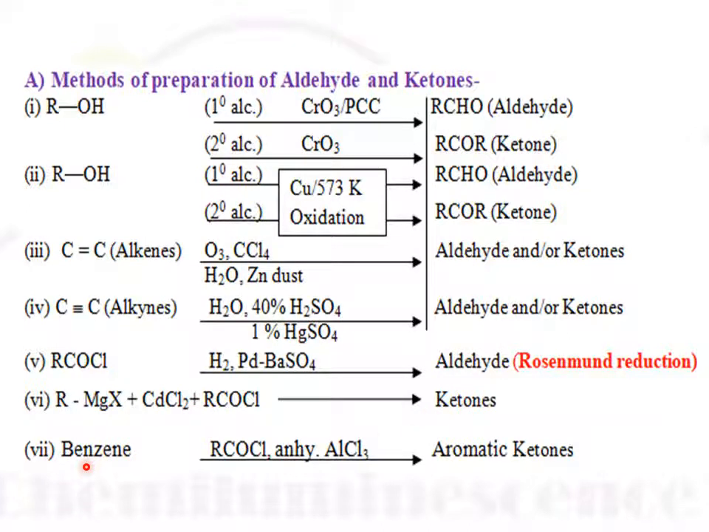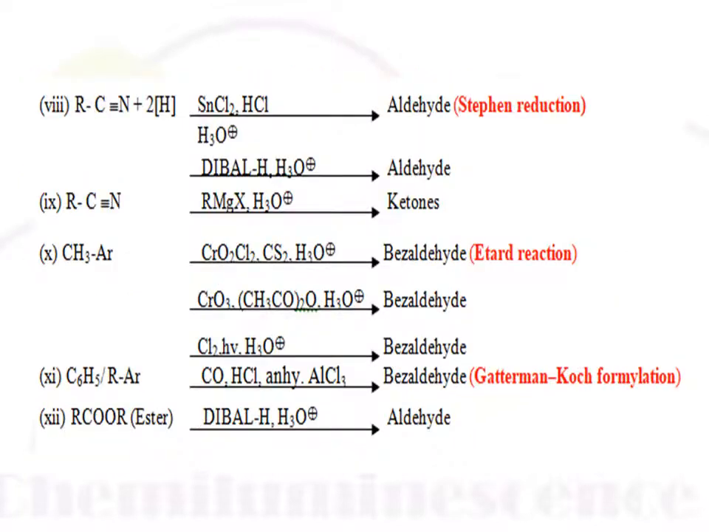Next is preparation of aromatic ketone from benzene by Friedel-Crafts acylation. That is the addition of an acyl group on benzene in presence of anhydrous aluminum chloride gives aromatic ketone. Next, nitrile on reaction with hydrogen in presence of stannous chloride in HCl, followed by acid hydrolysis, gives aldehyde. This is a named reaction known as Stephen reduction. Similarly, nitrile on reaction with DIBAL followed by acid hydrolysis gives aldehyde. This is the alternate method for Stephen reaction.